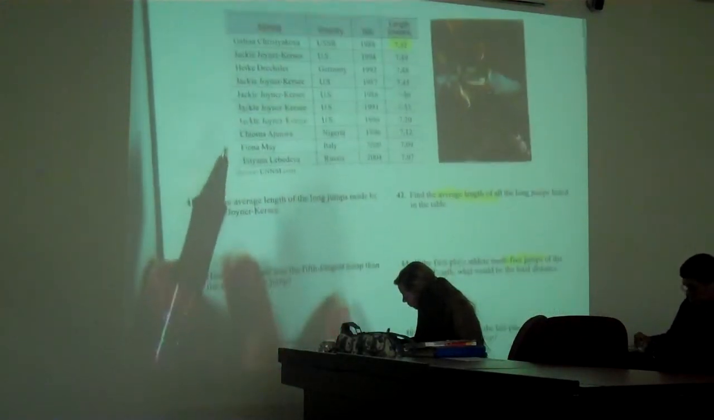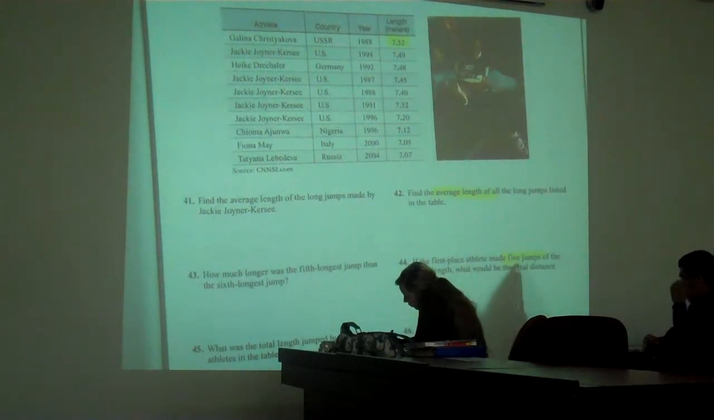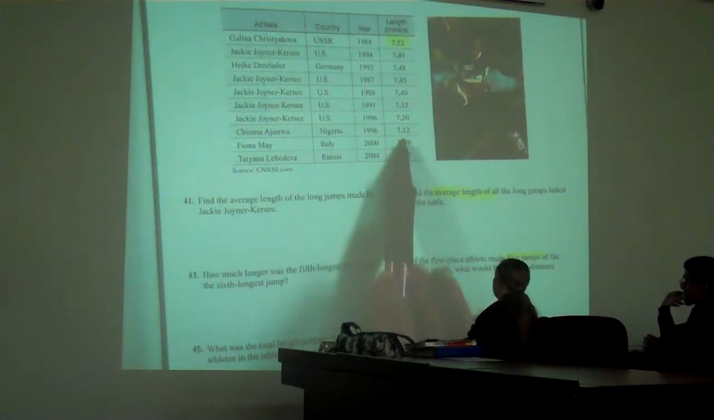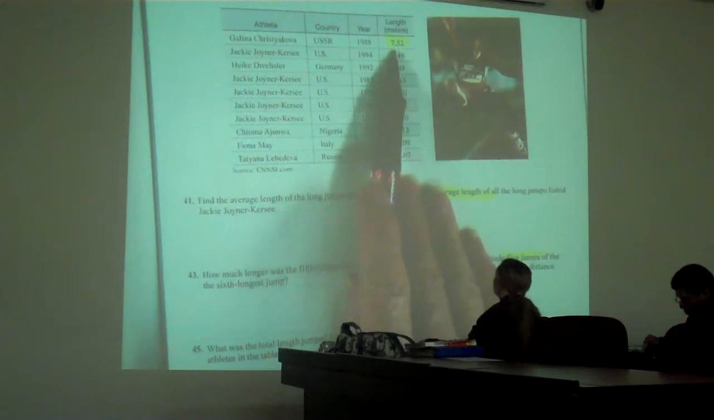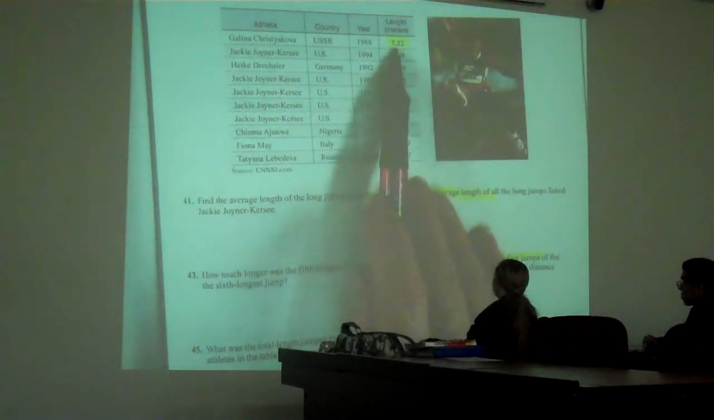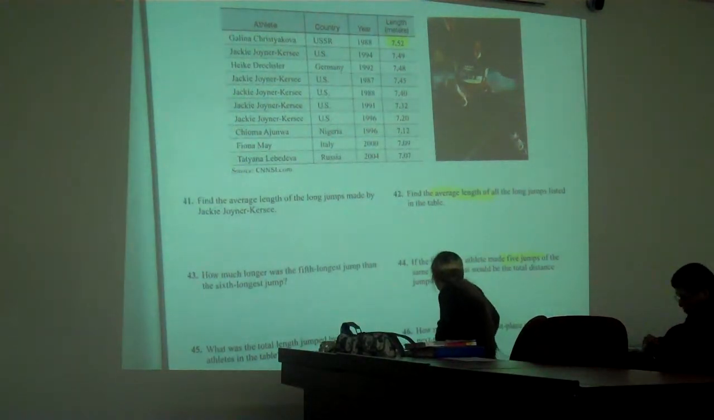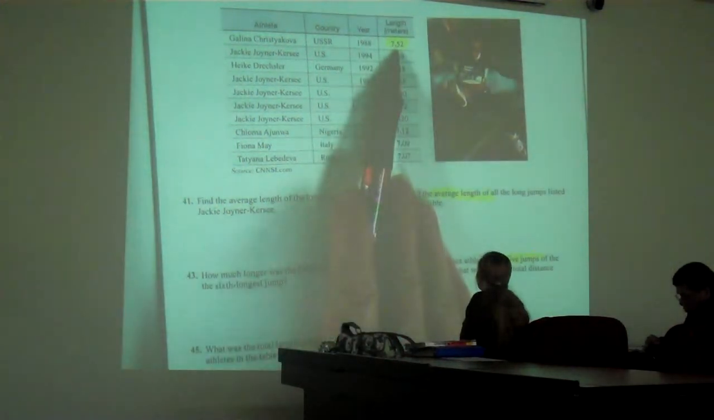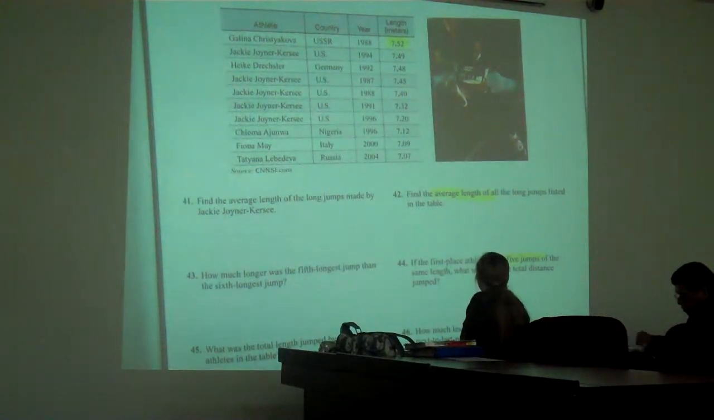Okay, 44. If the first place athlete made 5 jumps of the same length, what would the total distance be? They actually are in order. See, this is the smallest one, the shortest length, a little longer, so the first place person is right there. If that first place person made that same jump 5 times, what would the total be? You're either going to multiply it by 5 or add it 5 times, right? That's the total distance he would have jumped. That distance times 5 or that distance added 5 times come out to the same thing.